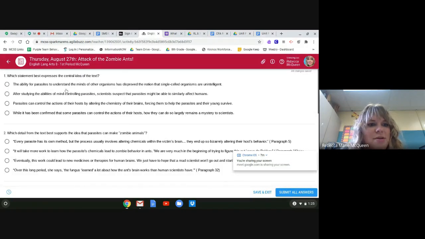Okay. Which statement best expresses the central idea of the text? Central idea meaning what is this all about? Which one of these sentences best expresses what this article is all about?